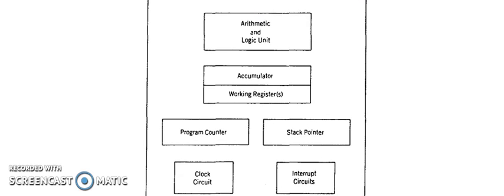Now we will see the block diagram of a microprocessor. This is the block diagram of a microprocessor. It consists of an arithmetic and logic unit. You all are familiar with this. Accumulator and working register, program counter, stack pointer, clock circuit and interrupt circuit.